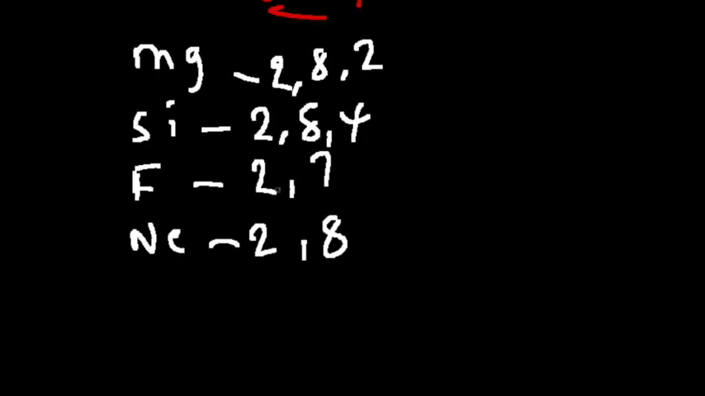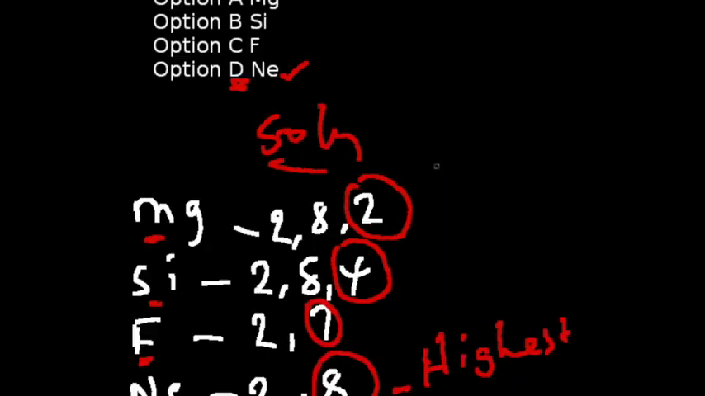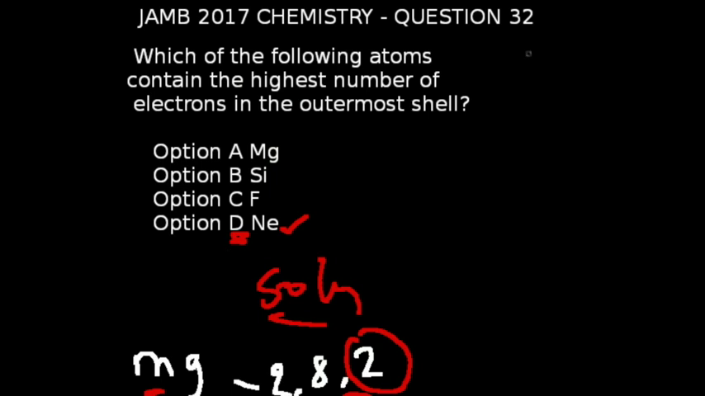We are presented with 4 elements: magnesium, silicon, fluorine, and neon. In the first element, we have the electronic configuration 2,8,2, that is, magnesium has 2 electrons in the outermost shell. Silicon has 4 electrons in the outermost shell. Fluorine has 7 electrons in the outermost shell. And neon has 8 electrons in the outermost shell. So this has the highest number of electrons. Therefore, our answer is D.